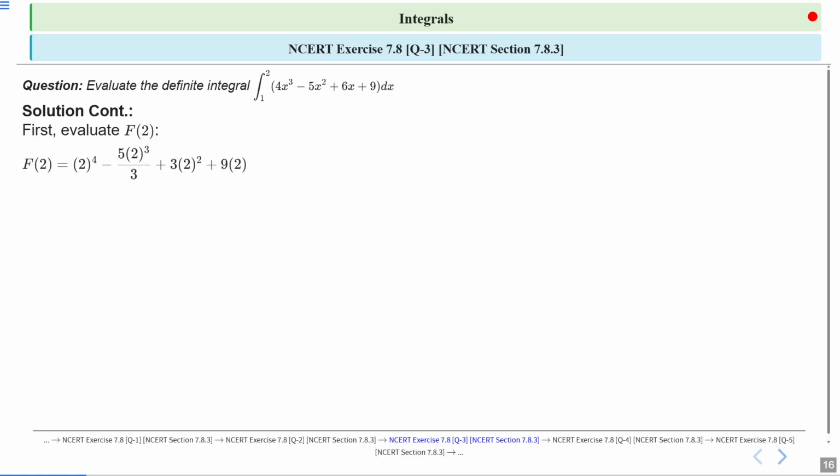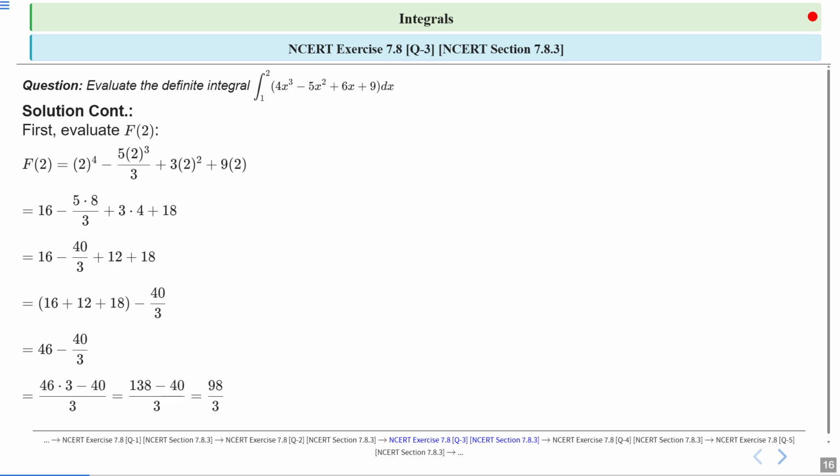So now we evaluate the values of F2 and F1. The value of F2 is 2 to the power 4 minus 5 into 2 cube by 3 plus 3 into 2 square plus 9 into 2. When we simplify, just do a simple calculation, we get 98 by 3.